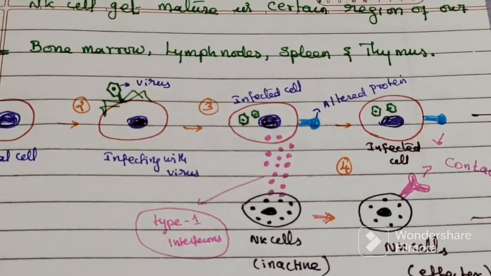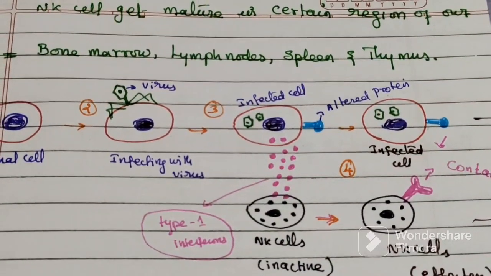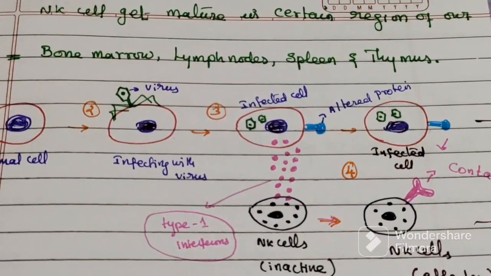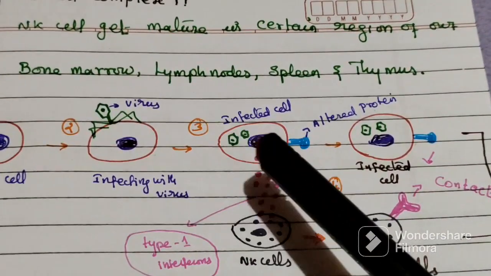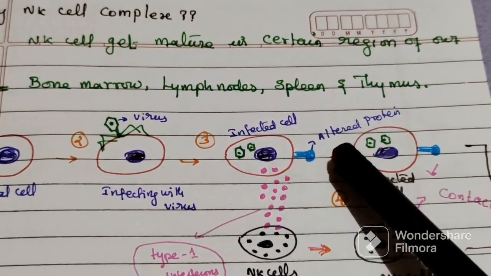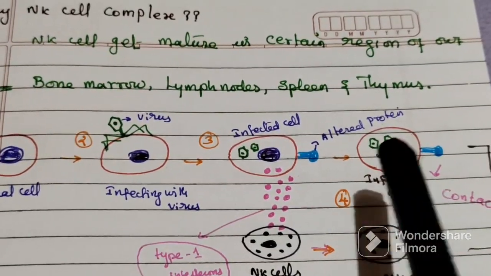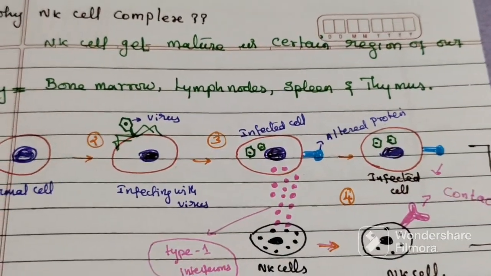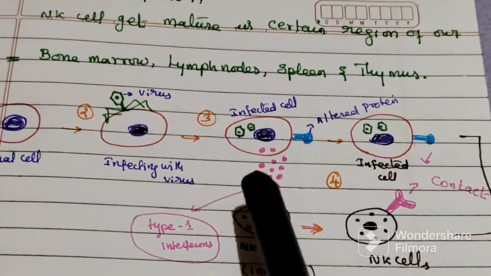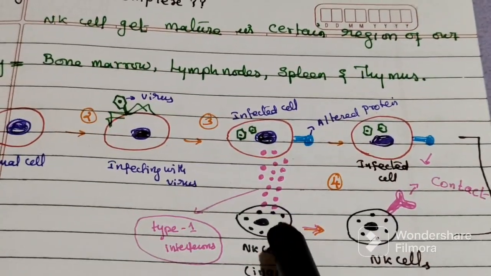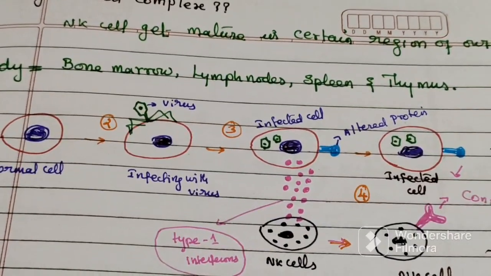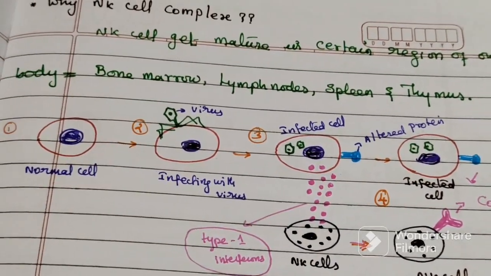On its surface, the infected cell shows a particular protein called the altered protein. This plays an important role in performing the defense mechanism. After infection, the infected cell releases this altered protein, which is very important in defense. Now this infected cell starts releasing type 1 interferon, shown in pink. What will that type 1 interferon do?